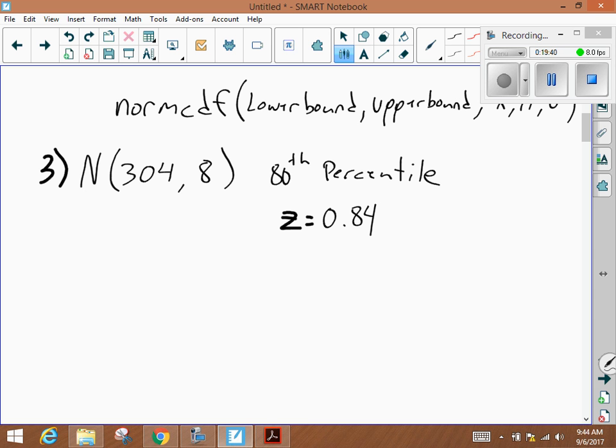And that's all fantastic news, but I'm going to have an equation to solve. So this is one of the few times in this class when you will do algebra, but we're going to do some algebra. So what I'm being asked for is, if I have a z-score of 0.84, what x value will I get with a mean of 304 and a standard deviation of 8? Multiply by 8.